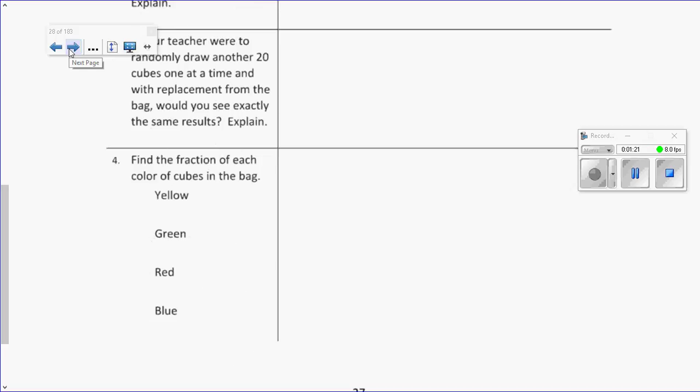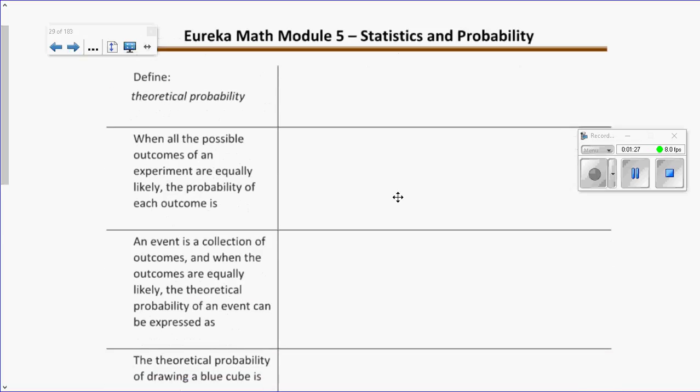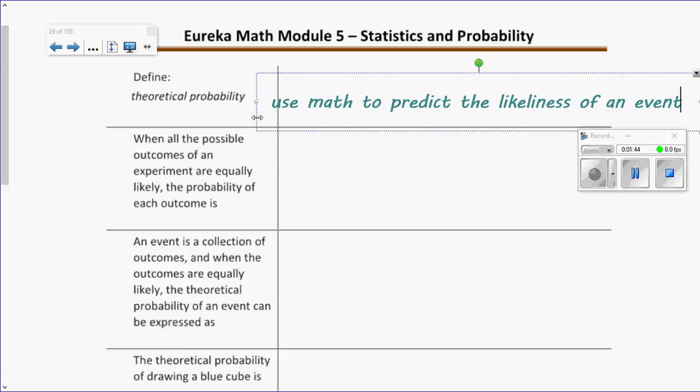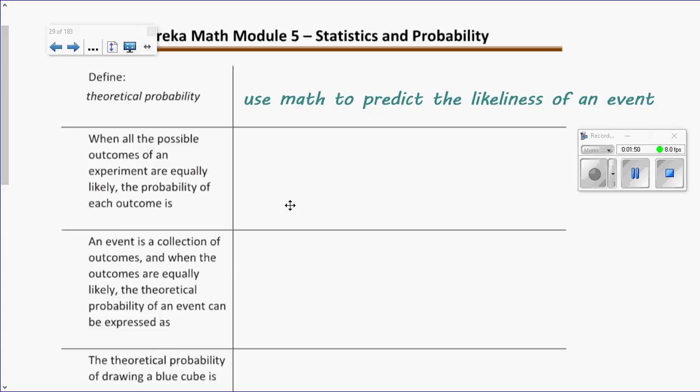Okay, so what we're going to do is flip to page 28. And we're going to define theoretical probability. Theoretical probability: use math to predict the likeliness of an event. Okay, how about when all possible outcomes of an experiment are equally likely? The probability of each outcome is just as likely as the other.